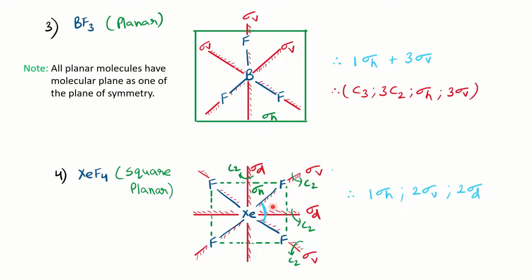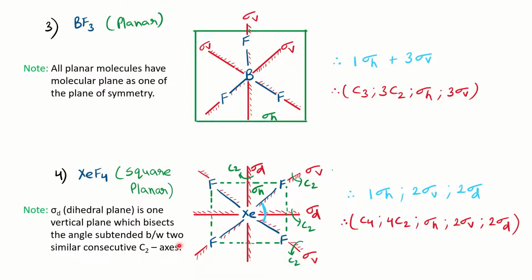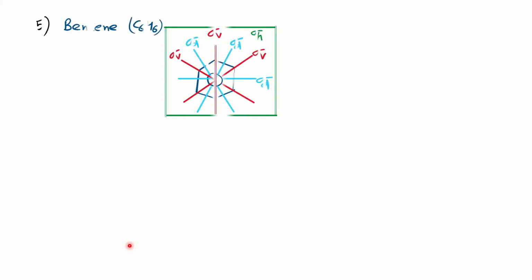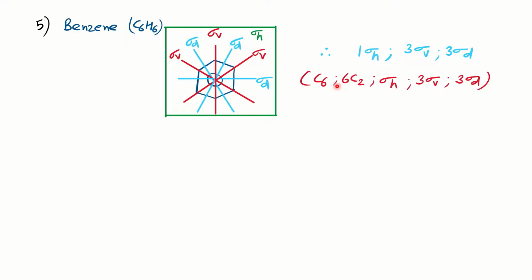So it has 1 sigma H because it's a planar molecule, 2 sigma V and 2 sigma D, followed by the C4 axis of rotation, which you have done already, and NC2, that is 4C2 operations. The same definition and trick is mentioned here. For benzene also you can see the same: the plane passing through the maximum number of atoms is sigma V, and the plane passing through the minimum number of atoms is sigma D. So basically you have 1 horizontal plane, 3 sigma V and 3 sigma D, followed by the rotation axes.